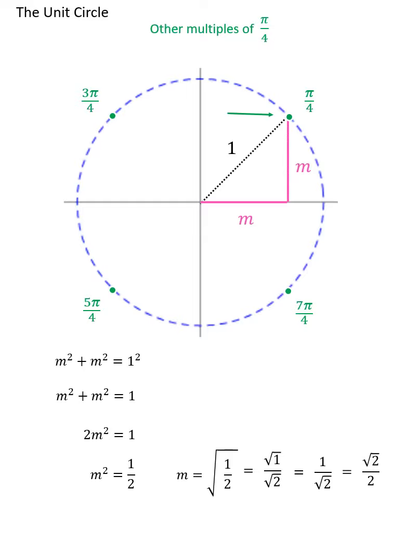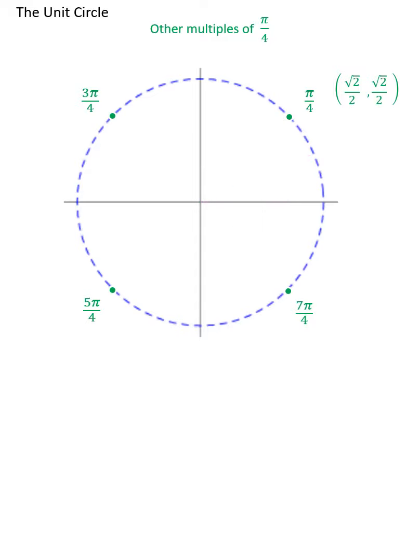We were trying to find the coordinates of this, but that's good that I now know what m is. And knowing that m is radical 2 over 2, I now know the coordinates of the point I was looking for, and there they are. So now I've found the first of these particular 4 of our special 16 points on the unit circle.